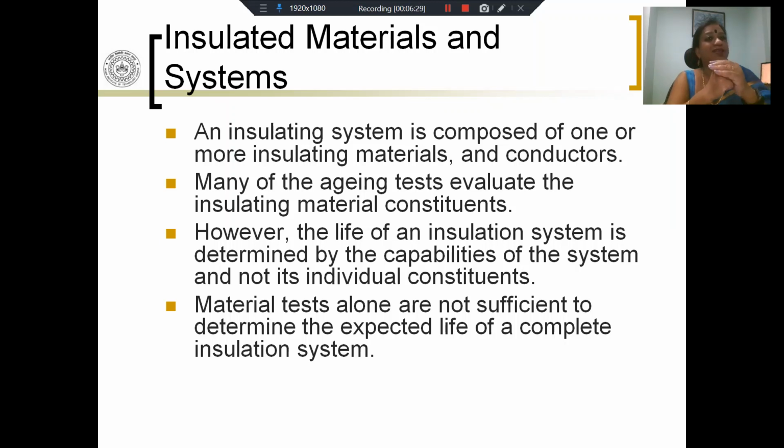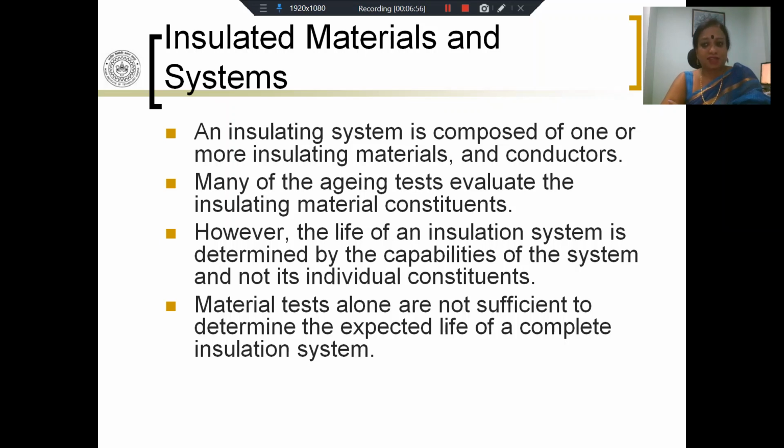Also, we have already seen that the property or the behavior of one dielectric material is also influenced by the nature of any adjacent dielectric material. So an insulating system is not just one insulating material. It is composed of one or more insulating materials and the conductors taken together. Many of the aging tests evaluate the insulating material constituents. So we would like to evaluate the constituents too.